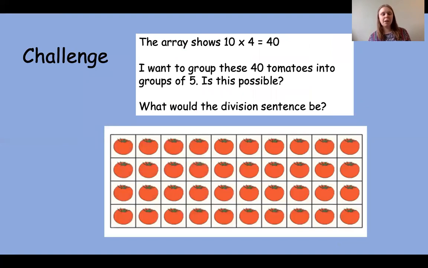So have a look at these tomatoes. The array shows 10 times 4 equals 40. I want to group these 40 tomatoes into groups of 5. Is this possible? And what would the division sentence be? So we have an array of 40, but we want to put them into smaller groups. They're at the moment in one big array of 40. I want to put them into equal groups of 5. Is this possible? Yes or no? And then what would the division sentence be?